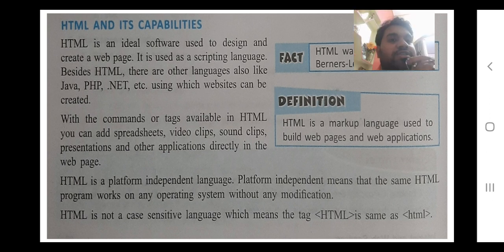Scripting language means everything is fixed. There are different codes, different tags, different attributes which are fixed, that you have to use for different things. Now, besides HTML, there are other languages also like Java, PHP, .NET, etc. used for creating a website. But HTML is the best one, which can use the features of Java, PHP, .NET also to create a web page. It has a great capability to connect with other software also, and use the facilities given in other software.